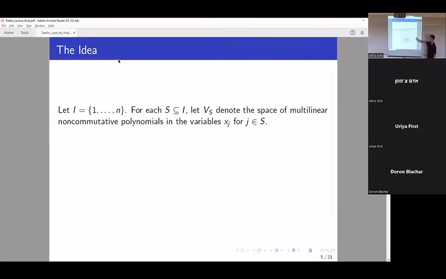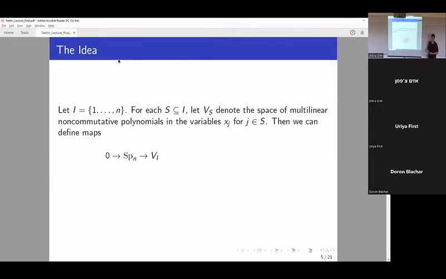So we take I to be the whole index set from 1 to n, and for each subset S of I, we can take the subspace of multilinear polynomials where we only take variables from S. So the subspace of Specht polynomials has a natural inclusion in the whole subspace of multilinear polynomials. And our aim will be to construct a resolution for this subspace.